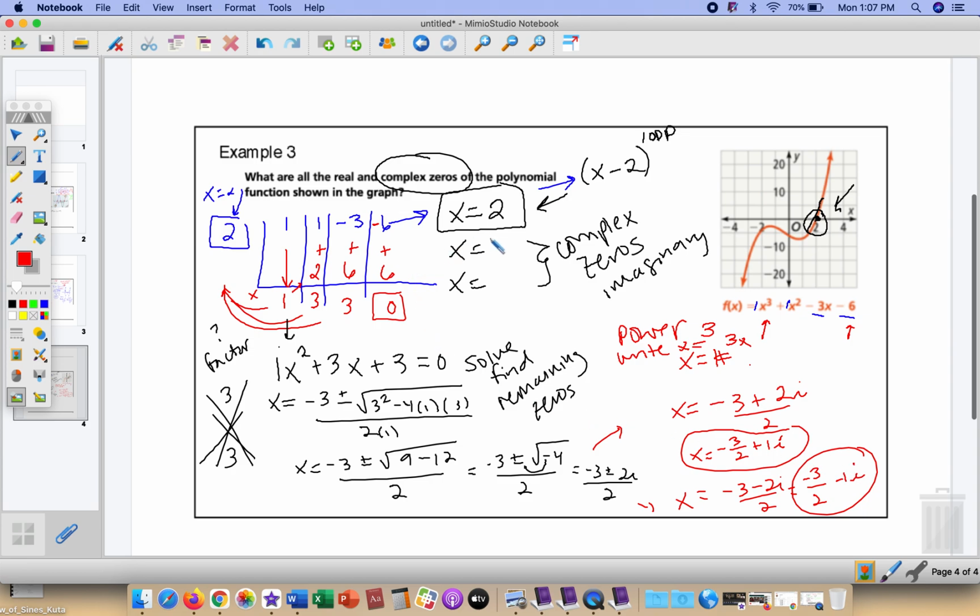So now we have our 3 zeros. We have x equals 2, check. We have x equals negative 3 halves plus i, check. x equals negative 3 halves minus i, check.